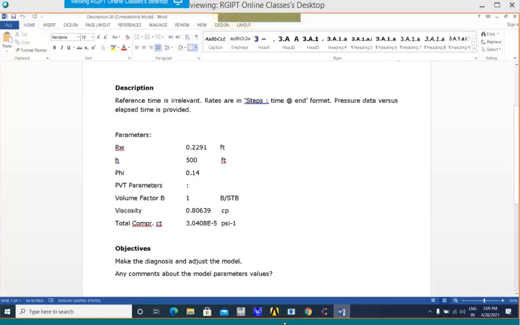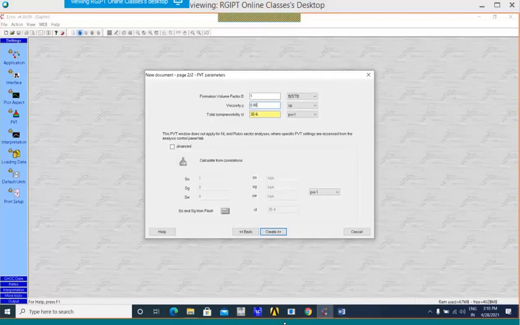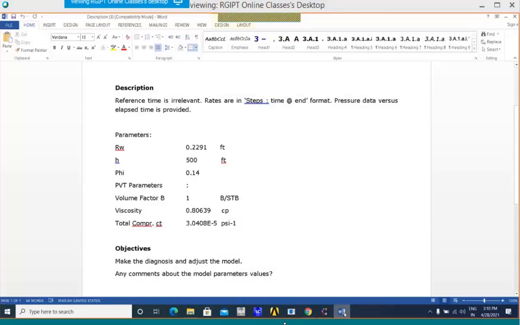So click on next. Then the PVT parameters, yes, you can change them because the formation volume factor is given as 1, but the viscosity is actually 0.80639. So I will change this to 0.80639, then 3.408e raised to the power minus 5. So these were the values of the PVT parameters. I have taken the same values in the model, then click create.